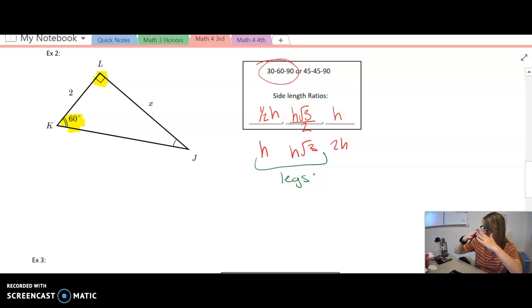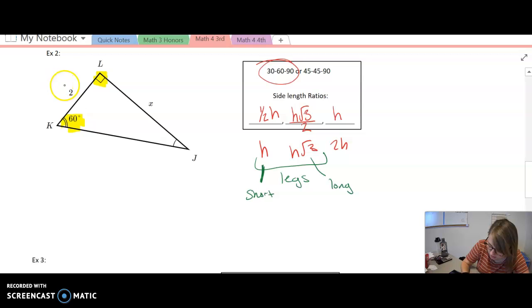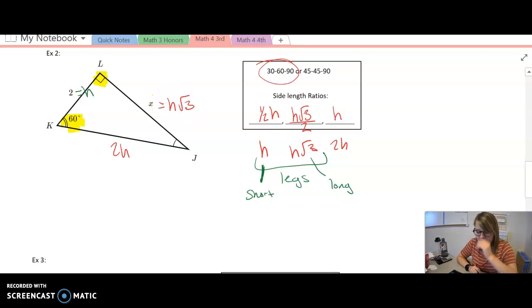So again, we have to note that these are my legs, the ones connected by the right angle. And we have to know that this is going to be my short leg and this is going to be my long leg. Okay, so knowing that information, let's label our sides. So my short leg is my 2, so this is going to equal h. And then my long leg is x. And then my hypotenuse is 2h. And I meant to say this is h. Sorry guys.